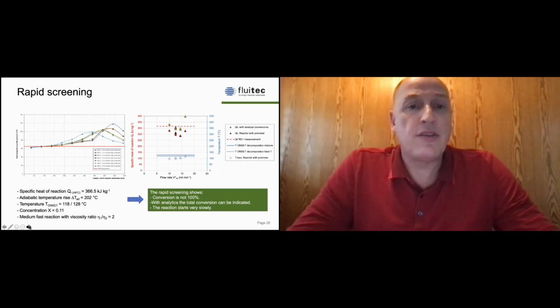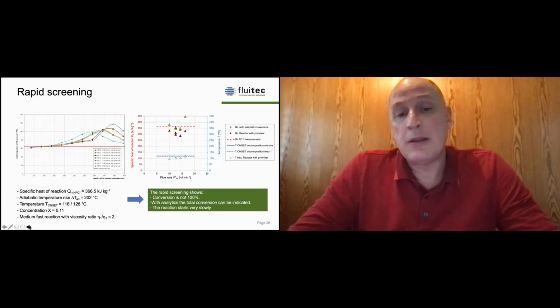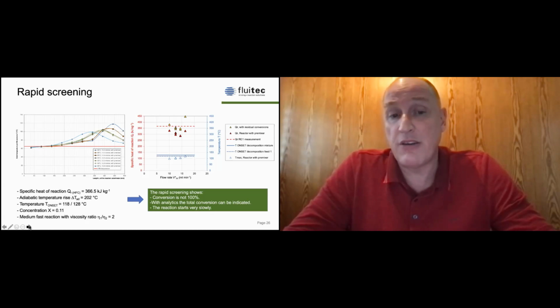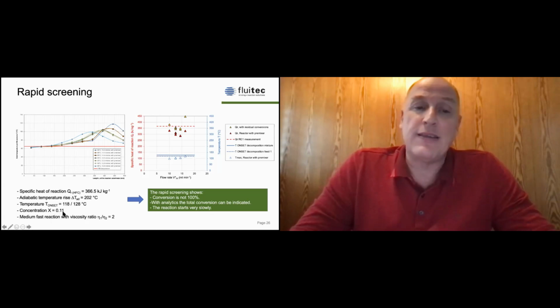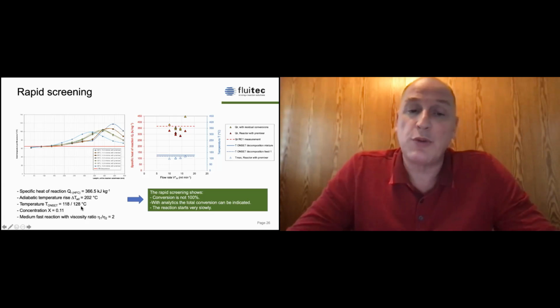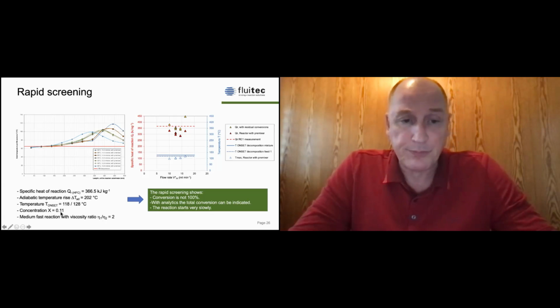Okay, this is another measurement. This is a much more dangerous reaction, with a temperature rise of 202 degrees C and a very critical decomposition of an additional 350 degrees C. The T onset is between 118 for one feed product and 128 for the mixture. It also has a certain viscosity ratio, and we were measuring here on different flow rates and on different temperature profiles.